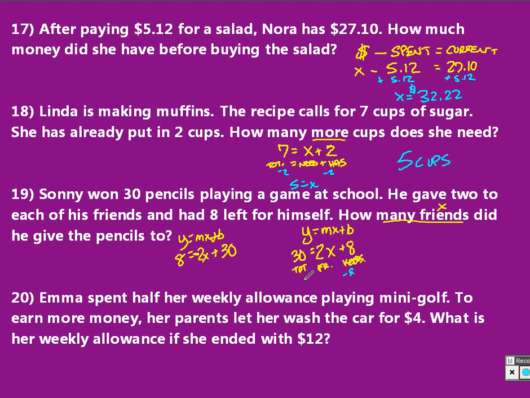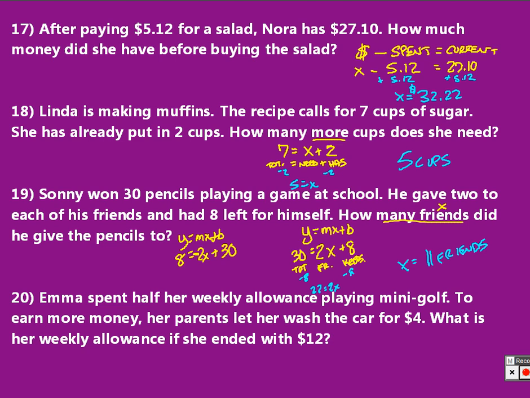When you solve the equation, subtract 8 from both sides. On this equation, you get 22 equals 2x. Divide both sides by 2, and you get x equals 11 friends. So there's not one absolute right or wrong equation to be used. Alright, and the last one, dealing with allowances.